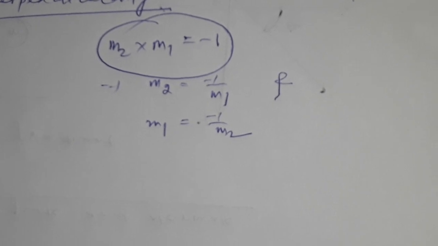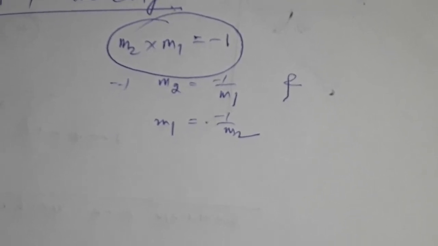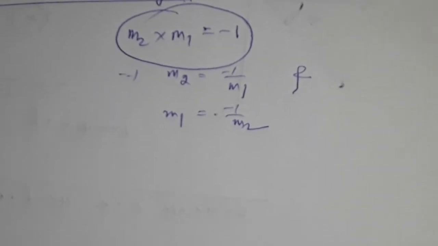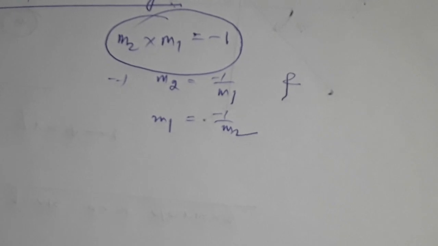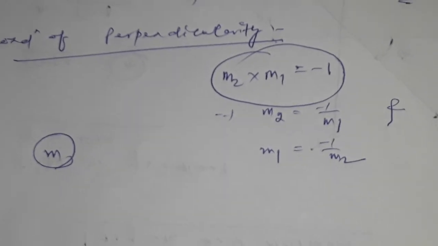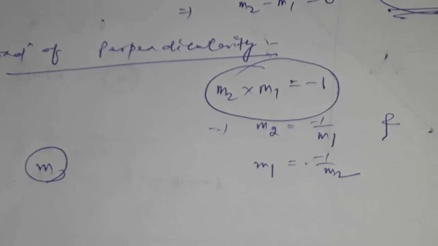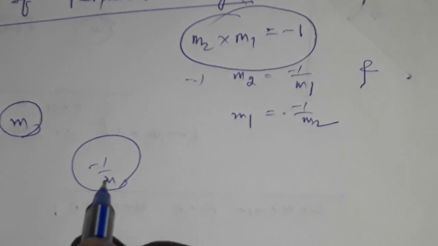If m is the slope of a line, then the slope of the another line perpendicular to it is -1 by m.